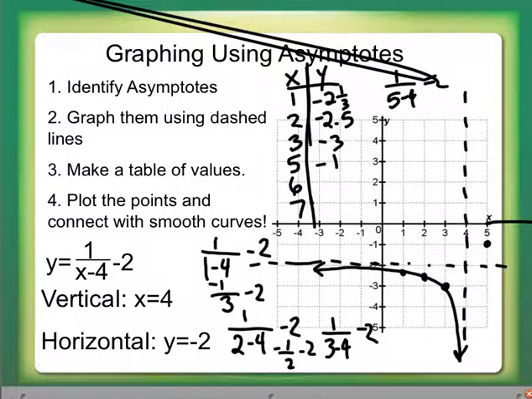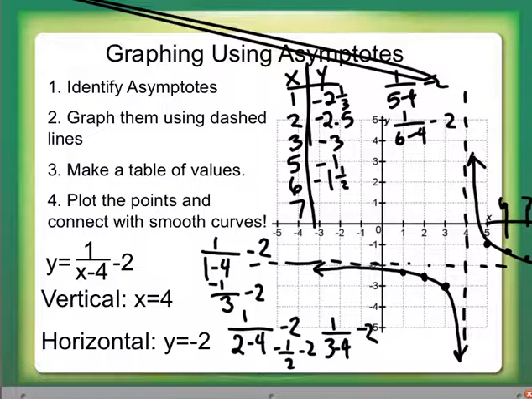I'm going to extend this a little bit to have my 6 and 7. All right, I plug in 6, and I get 1 over 6 minus 4, so 1/2 minus 2. So I get a negative 1 and 1/2. All right, so 6 is at negative 1 and 1/2, so about right there. And my 7 is going to be about that right there. Okay, so you have your curve.